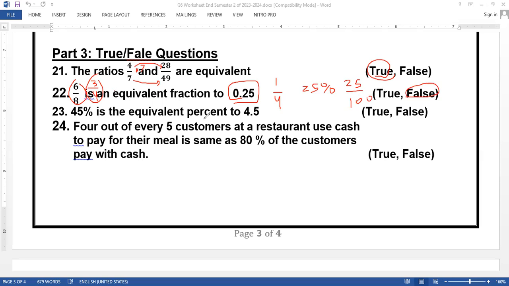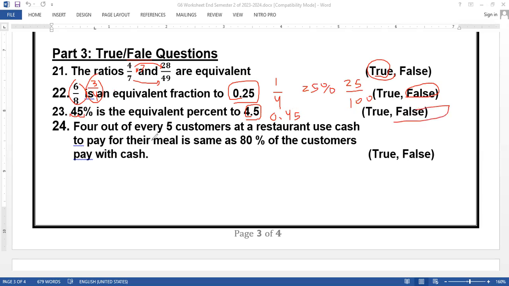45% is equivalent percent to 4.5. Of course, no. It's equivalent to 0.45 because if we change from percent to decimal, we move the point to the left. We need to move the point to the left twice. So here is the point. So it should be 0.45. So it's false.